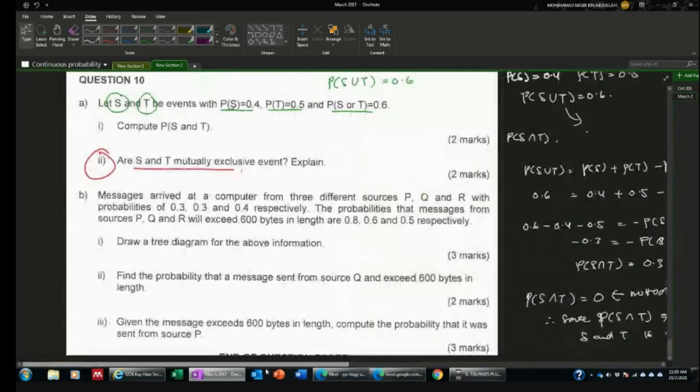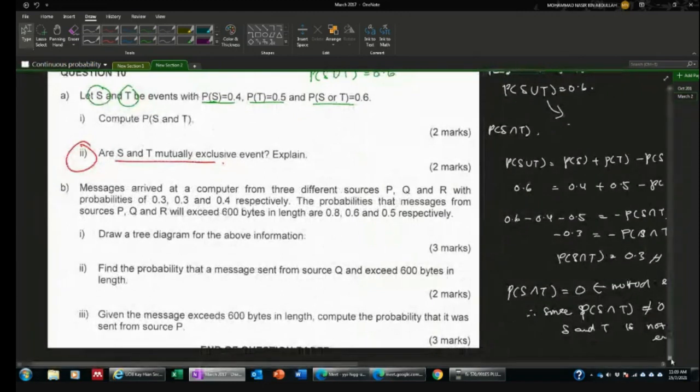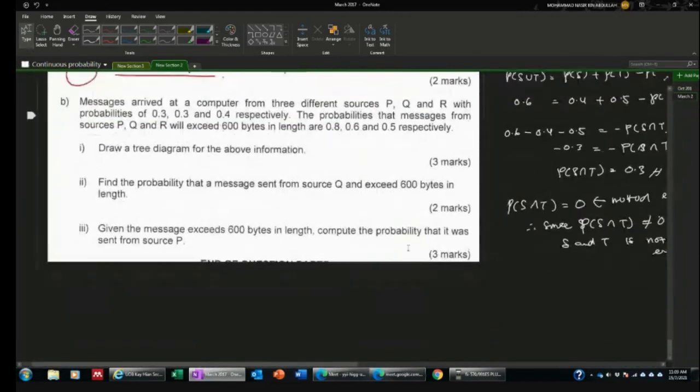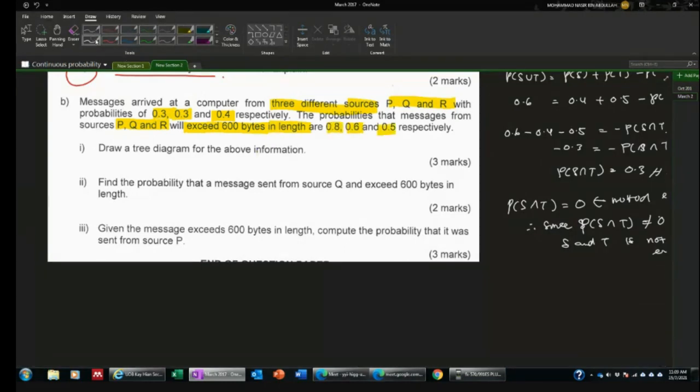So next we look into B. Messages arrive at the computer from 3 different sources, P, Q, and R, with probability 0.3, 0.3, and 0.4 respectively. The probabilities that a message from source P, Q, and R will exceed 600 bytes in length is 0.8, 0.6, and 0.5. So we need to draw the tree diagram.